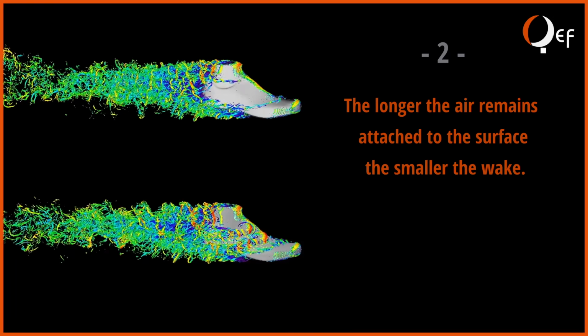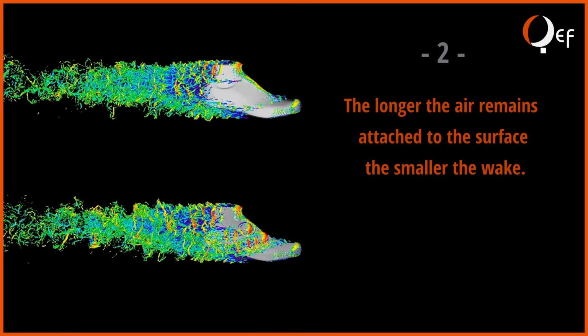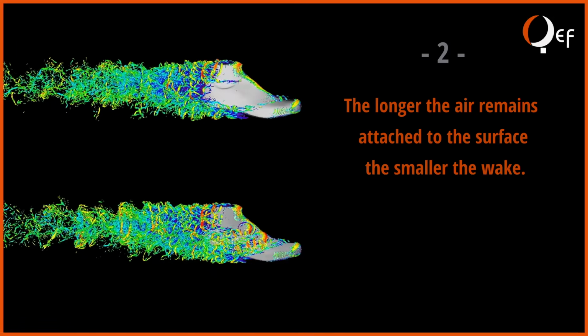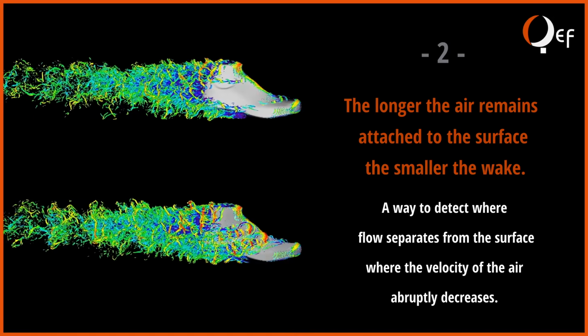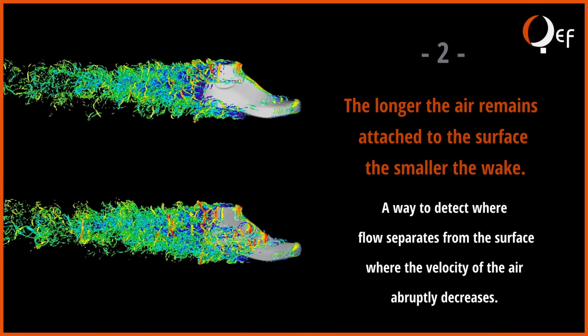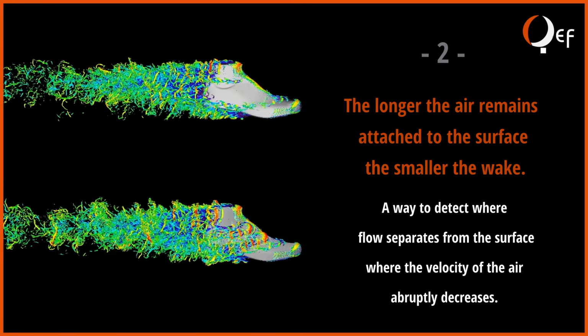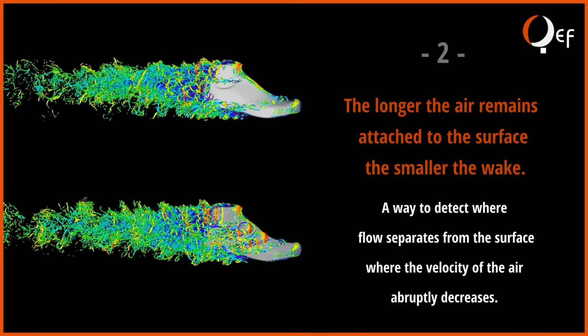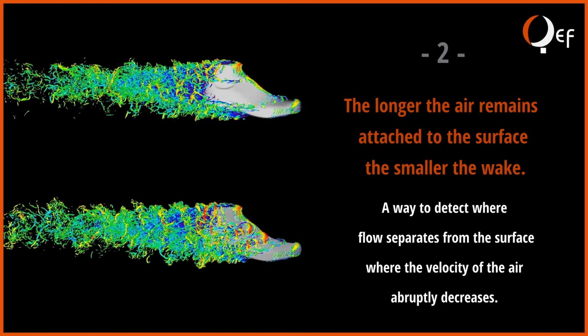Second, the longer the air remains attached to the surface, the smaller the wake, the highly turbulent area behind an object. A way to detect where the flow separates from the surface is by observing where the velocity of the air abruptly decreases. Soon we will use these concepts.